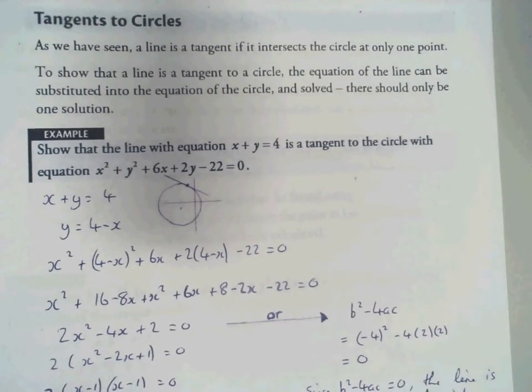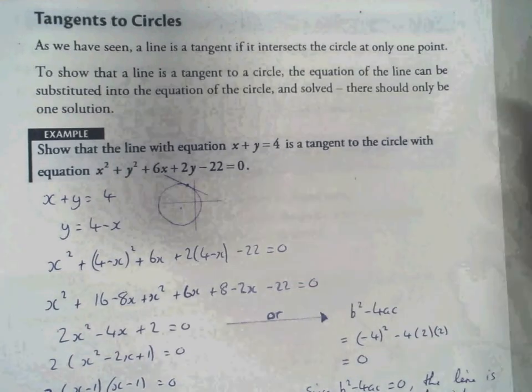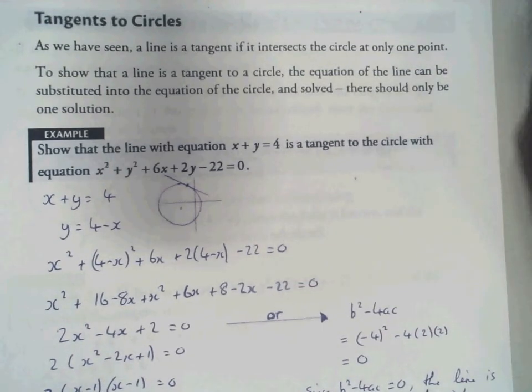Right, tangents to circles. As mentioned about 4.5 minutes ago, if a line just touches a circle, it will be a tangent. So example here, show that the line with this equation is a tangent to the circle with this equation. Again, we'll just need to substitute in, so I'm going to have to rearrange x plus y equals 4 to make either x or y the subject. It doesn't really matter which one. So I'll go for y equals 4 minus x.